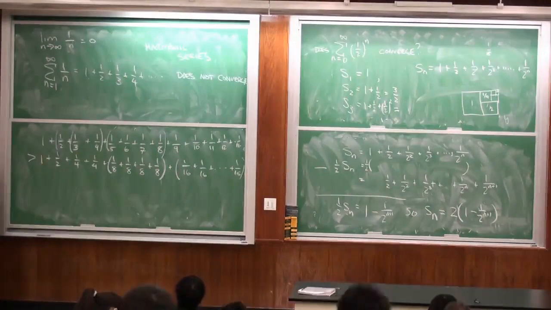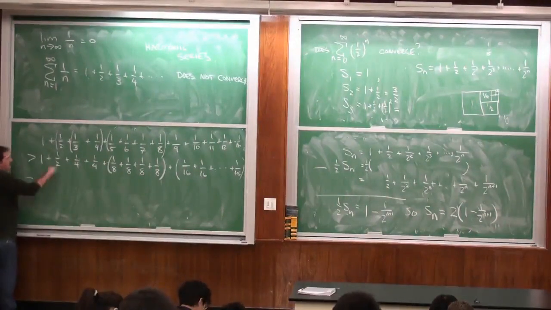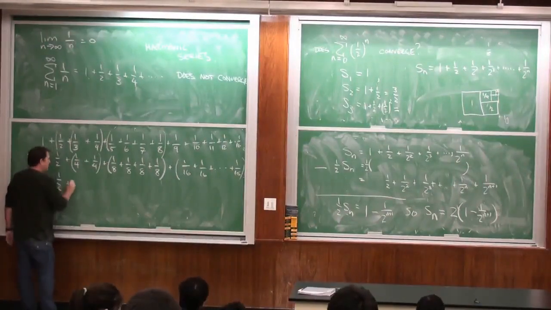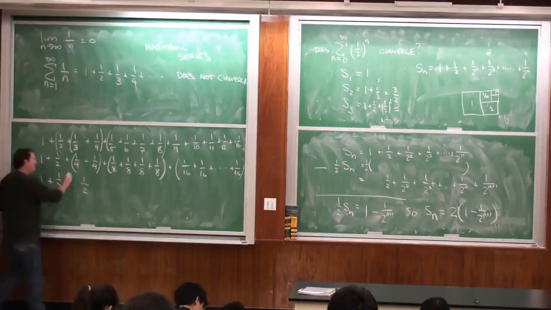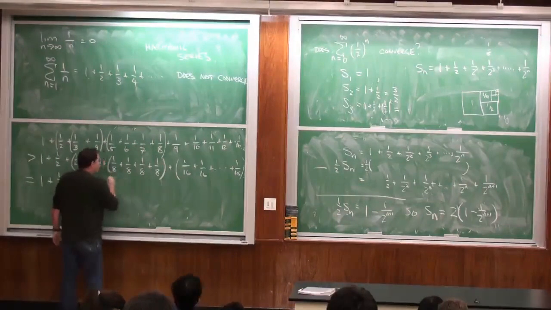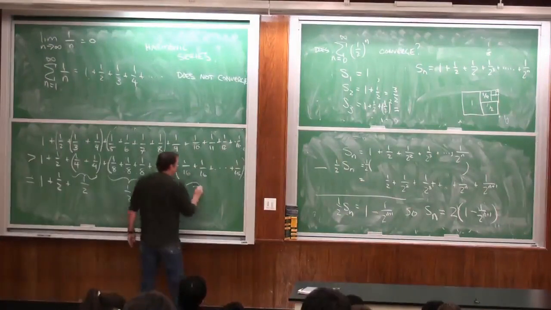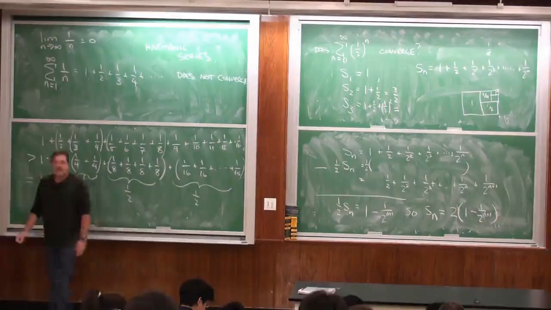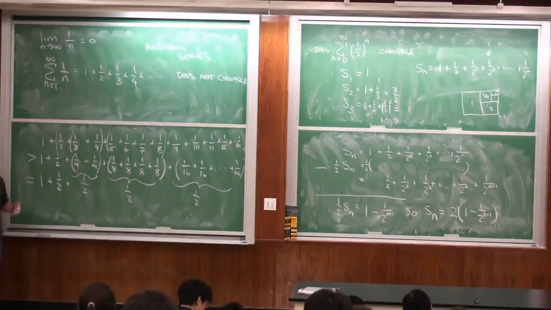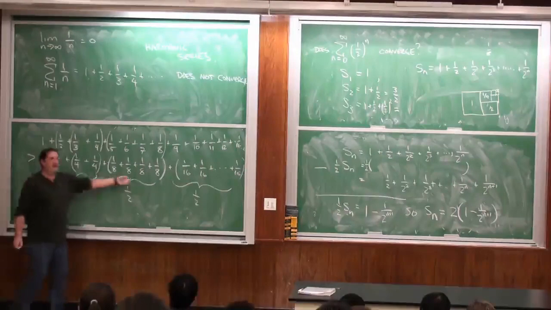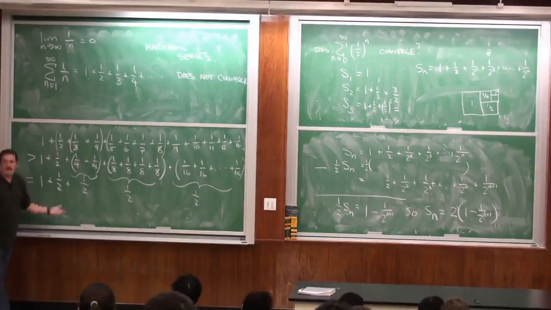Now, why did this do me any good? Well, now let's add 1 plus a half. And then if I add these two together, I get another half. And then if I add these 4 eighths together, I get another half. And then if I add these 8 sixteenths together, I get another half. And then if I add the 16 32nds together, I get another half. And then if I add the following 32 64ths together, I get another half. So this is bigger than 1 plus as many halves as you want. So this goes to infinity.